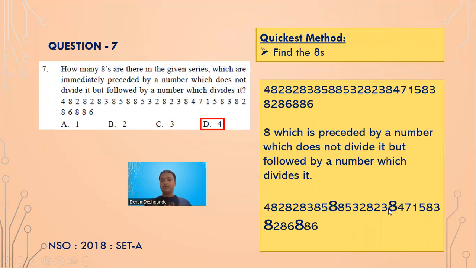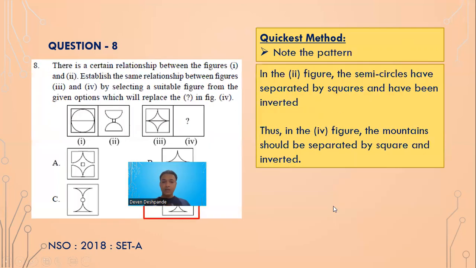This 8 is the correct 8 because 3 does not divide 8, but 4 divides 8. This 8 is the correct one because 3 does not divide 8, but 2 divides 8. This 8 is the correct one because 6 does not divide 8, but 8 divides 8. So in total, 1, 2, 3 and 4: four such 8s are there, where the preceding number does not divide the 8, but the following number divides it.